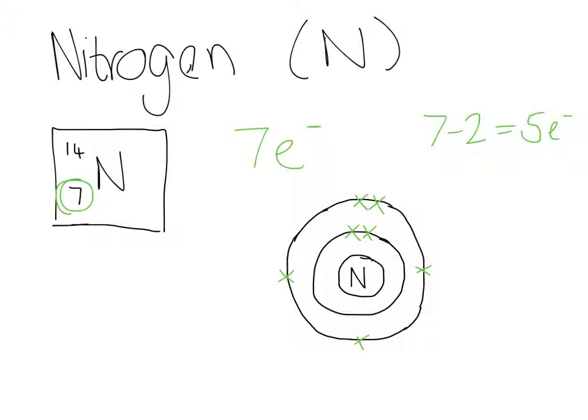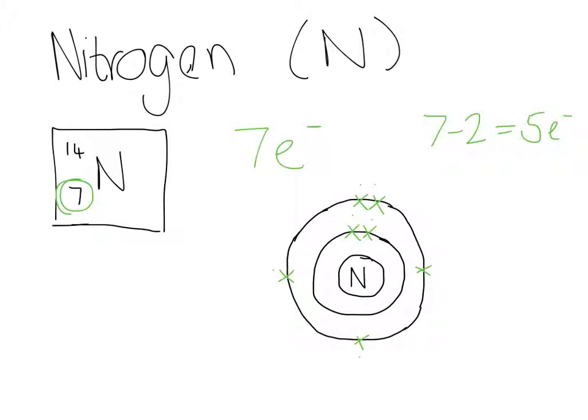Okay, so count up your number of electrons. We have 2 in the first shell, 1, 2, and then 1, 2, 3, 4, 5 in the second shell, and so we have our total of 7 electrons. So that is our electronic structure of nitrogen.